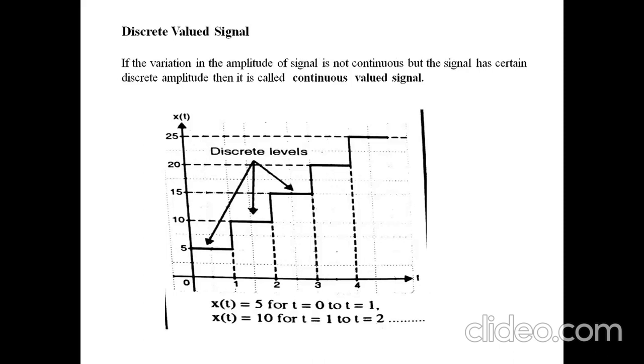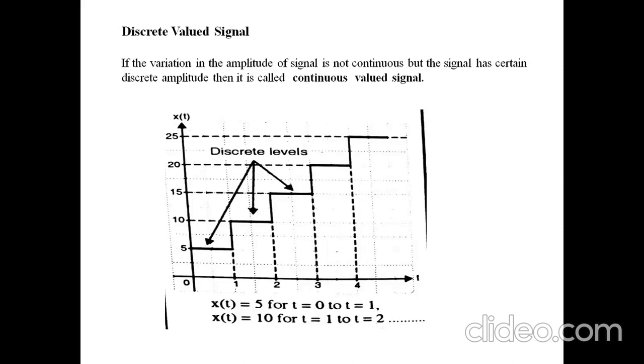Next one, discrete valued signal. Here, signals are defined at discrete intervals of time, and it is a discrete valued signal. As per the definition, if the variation in the amplitude of the signal is not continuous, but the signal has certain discrete amplitudes, then it is called a discrete valued signal.